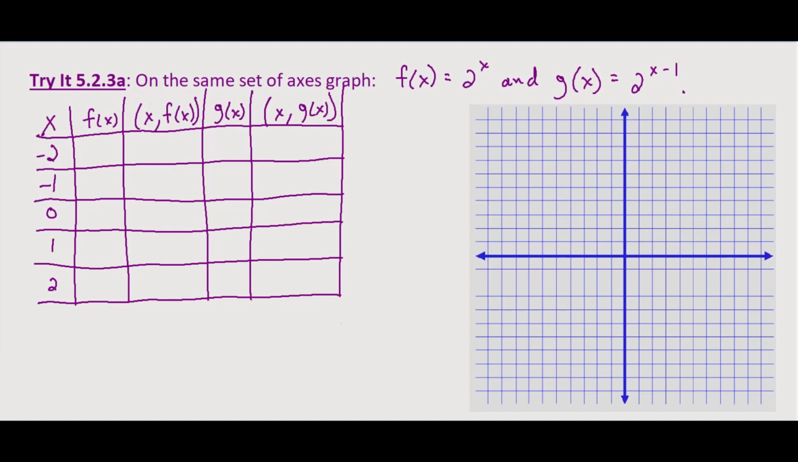So in this problem, we're looking at graphing two exponential functions, looking for a pattern of what subtracting or adding to the variable that is the exponent does to the graph. So we're given f of x equals 2 to the x, an exponential function, and g of x equals 2 to the x minus 1.